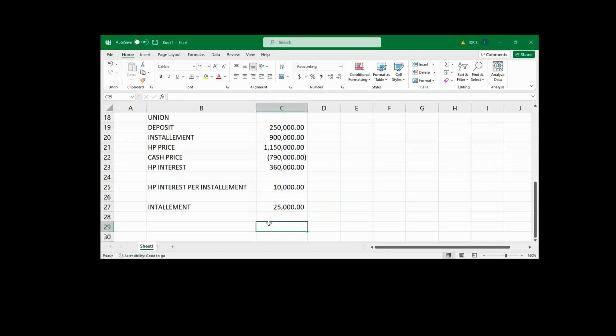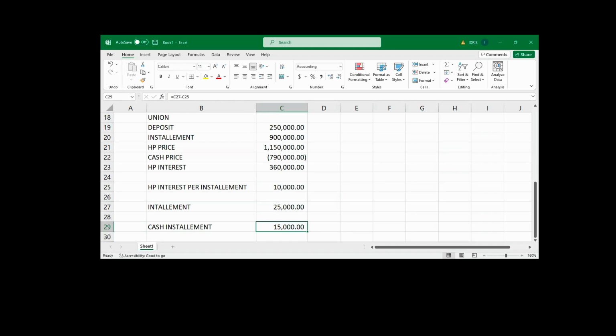So, out of this installment, how much is the cash element? 25,000 minus 10,000 gives you 15,000. The cash installment is 15,000. Let's go back to the question. Now, we know that the cash installment is 15,000.